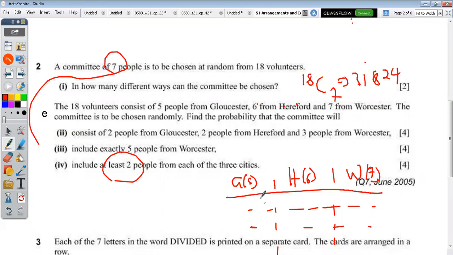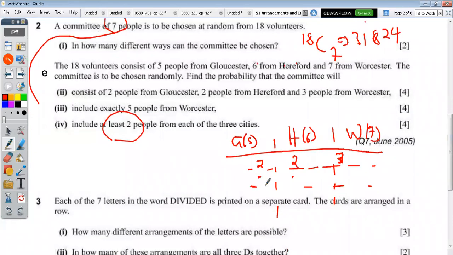So we can have 2 from this city, 2 from this city, and 3 from this city. We can't have 4 from any city, because if we have 4 from any city, then we can't have 2. Clear? So then it means I can also have 3 from this, 2 like this. I can have 2, 3, 2. Happy?